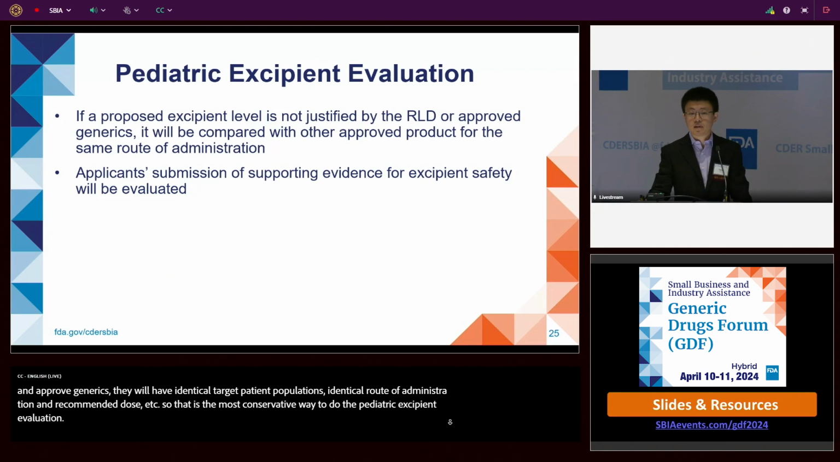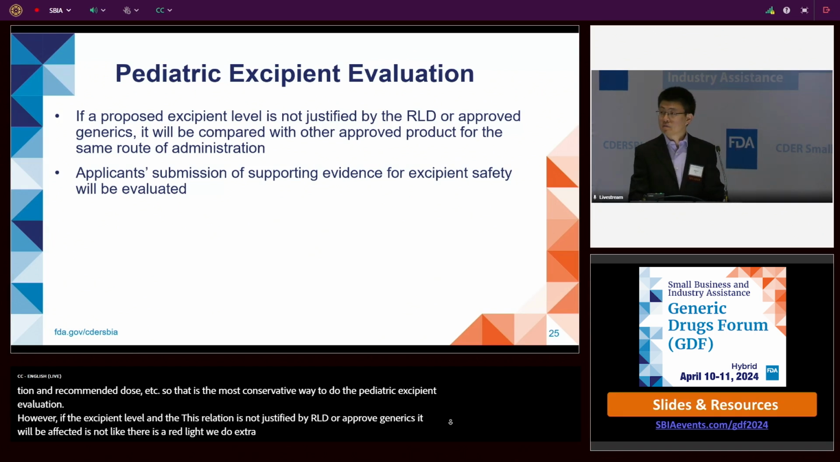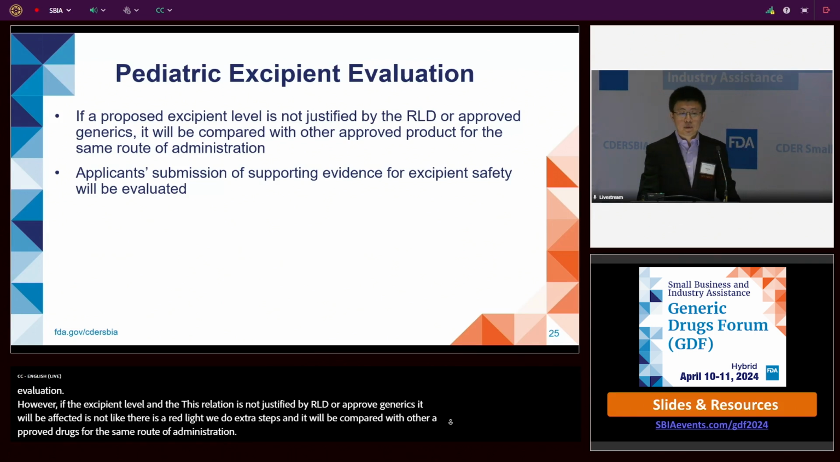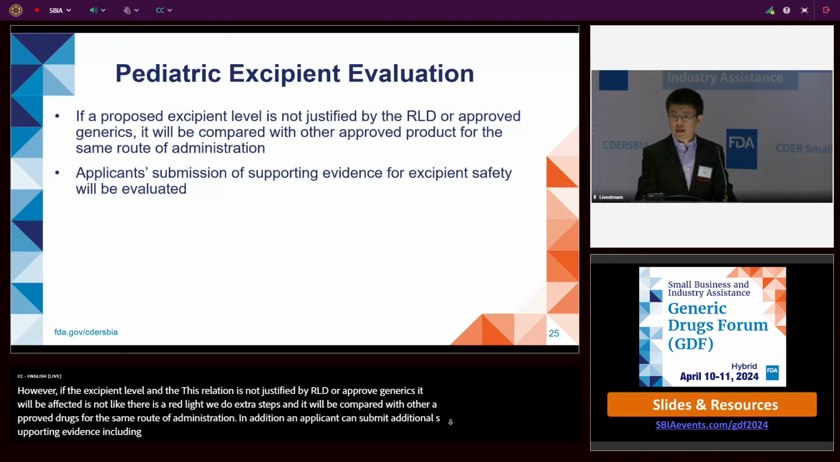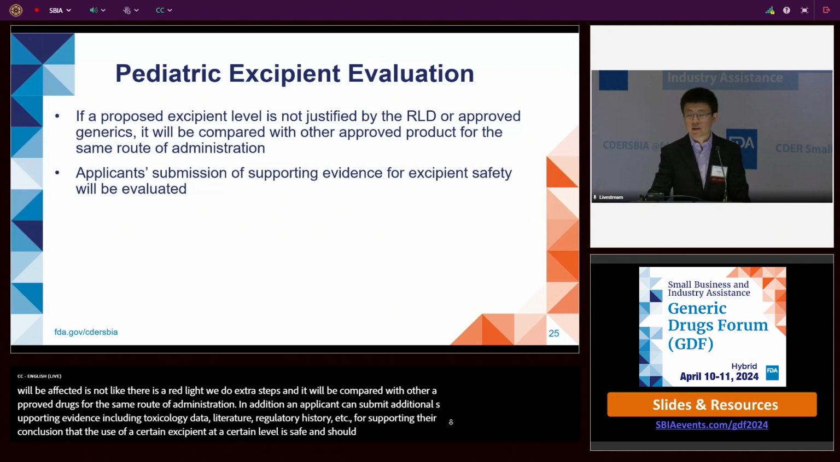However, if the excipient level in the test formulation cannot be justified by the RLD or the approved generics, it's not like there's a red light; we do extra steps. It will be compared with other approved drugs for the same route of administration. In addition, an applicant can submit additional supporting evidence, including toxicology data, literature, regulatory history, etc., to support their conclusion that the use of a certain excipient at a certain level is safe and does not cause concerns in the pediatric population.